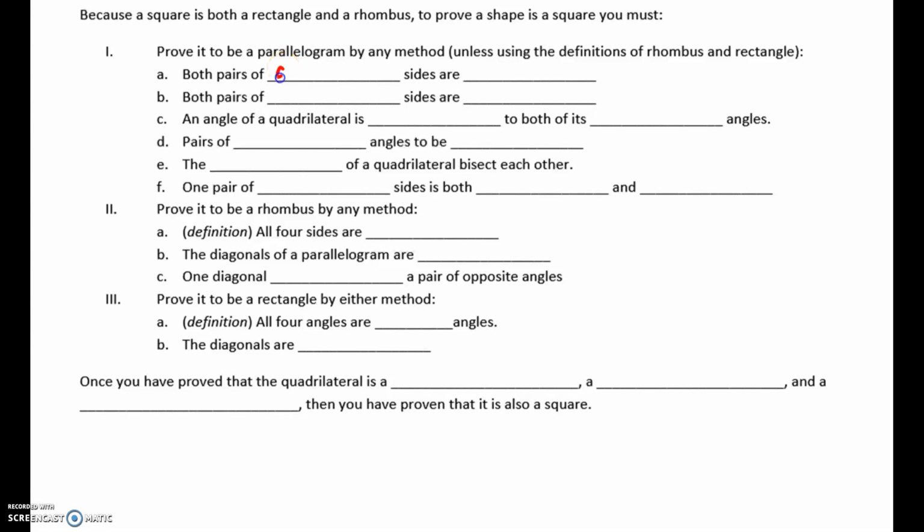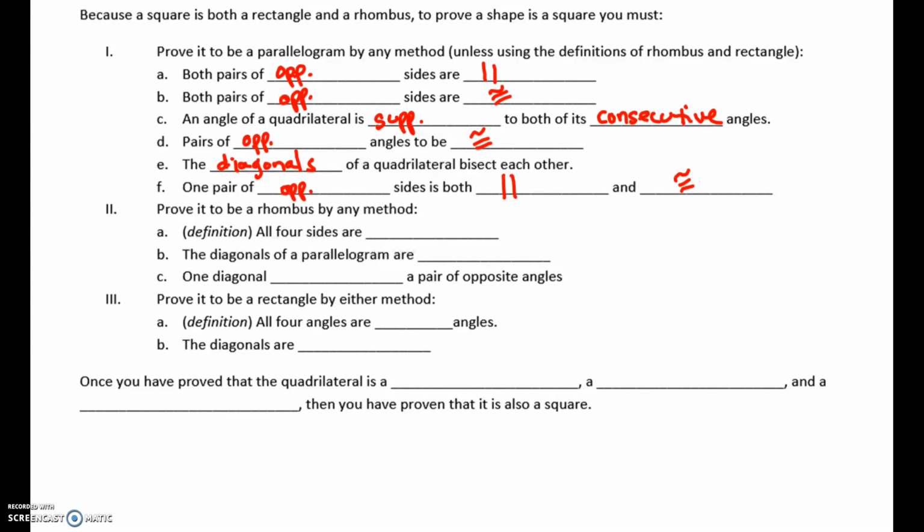I can show that both pairs of opposite sides are parallel. I can show both pairs of opposite sides are congruent. I can show that an angle of a quadrilateral is supplementary to both of its consecutive angles. I can show that pairs of opposite angles are congruent. I can show that the diagonals bisect each other. Or I can show that one pair of opposite sides is both parallel and congruent. So I do all of that to prove it's a parallelogram.